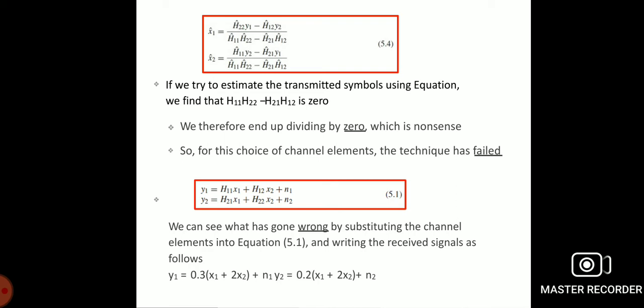Now we can see what has gone wrong by substituting the channel estimation into the equation and writing the received signal as follows.